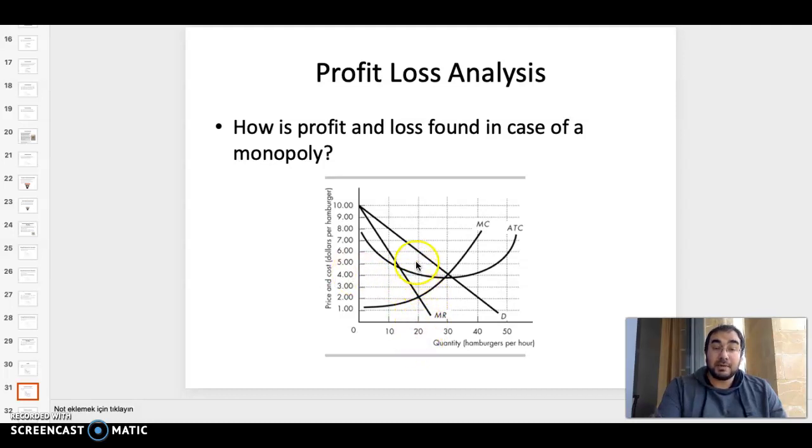Average revenue at the profit maximizing point is $6. So our profit is average revenue minus average cost, which is 6 minus 4, 2, times the quantity we produce, 20. Revenue minus cost is equal to profit. Average revenue minus average cost in parentheses times the quantity is also equal to profit. So this rectangle here represents the profit amount, basically.